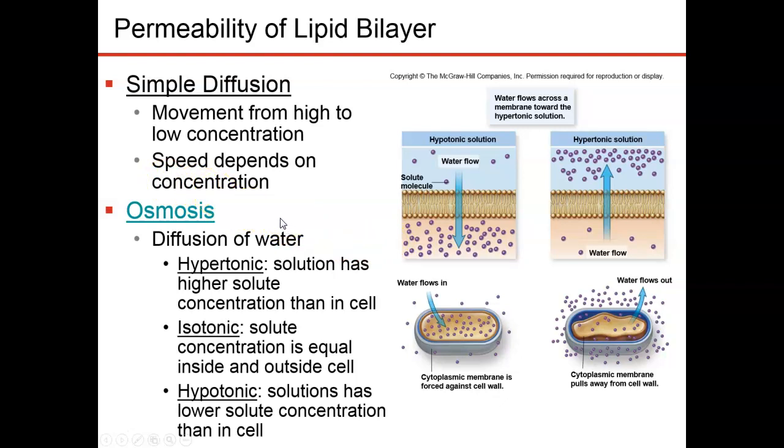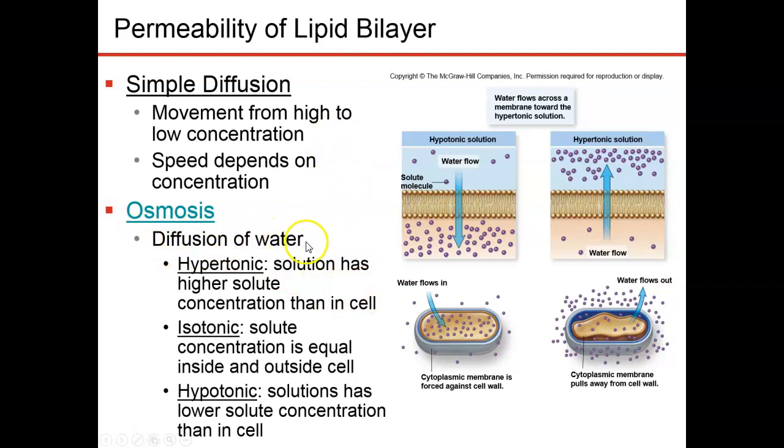Simple diffusion is the movement of solutes, and the speed of movement is going to depend on the concentration. If you have a high concentration of molecules on one side of a membrane and a low concentration on the other, then the solutes are going to move faster from higher to lower concentration. But if the concentration is much closer, then the molecules move slower.